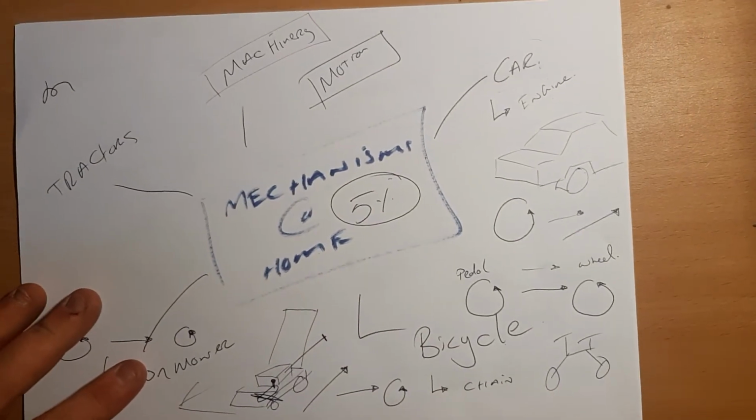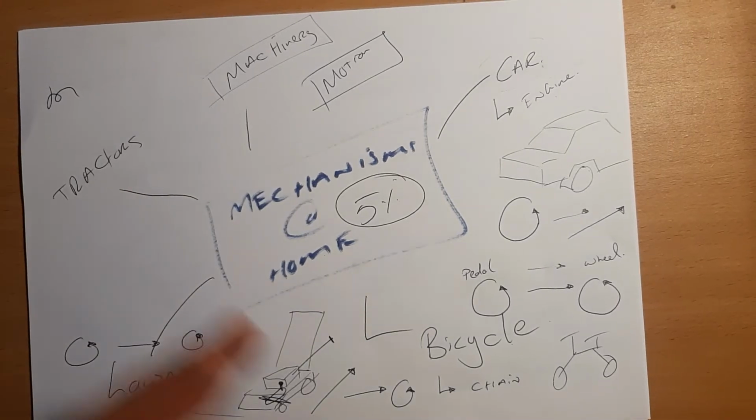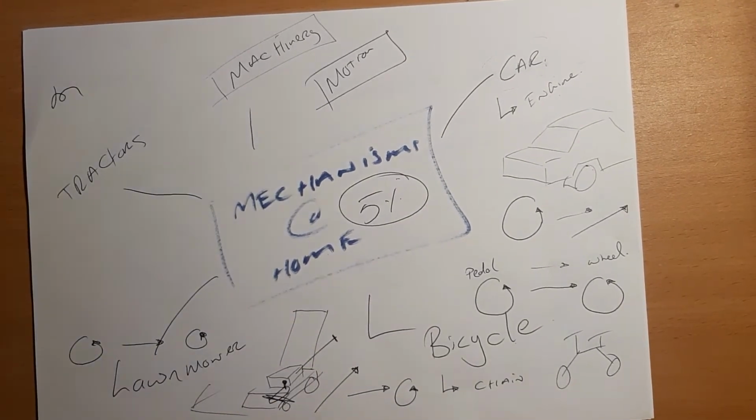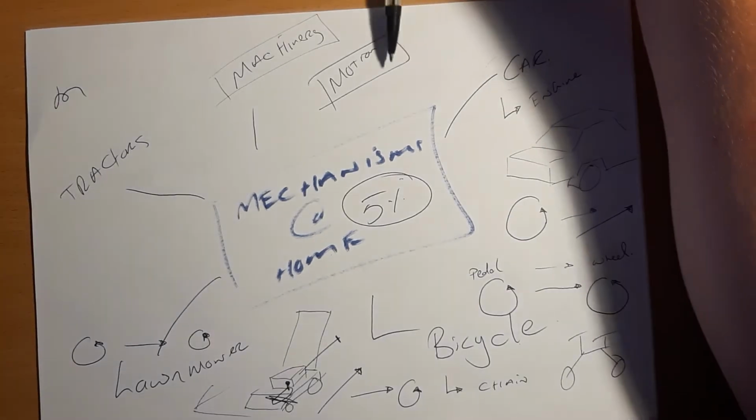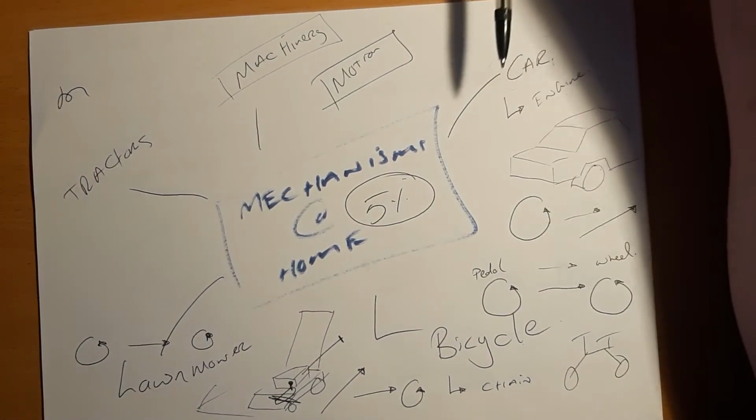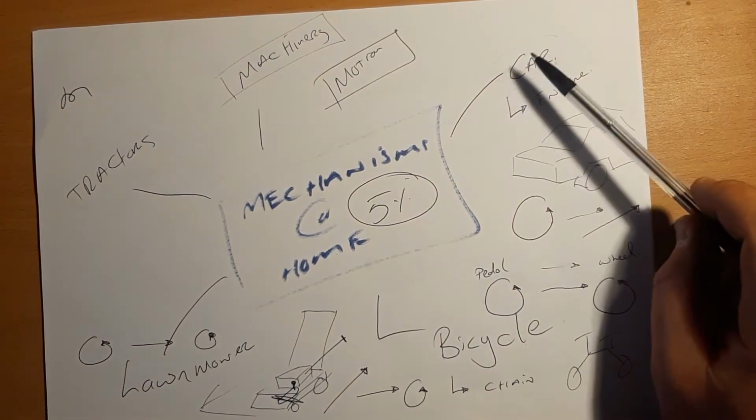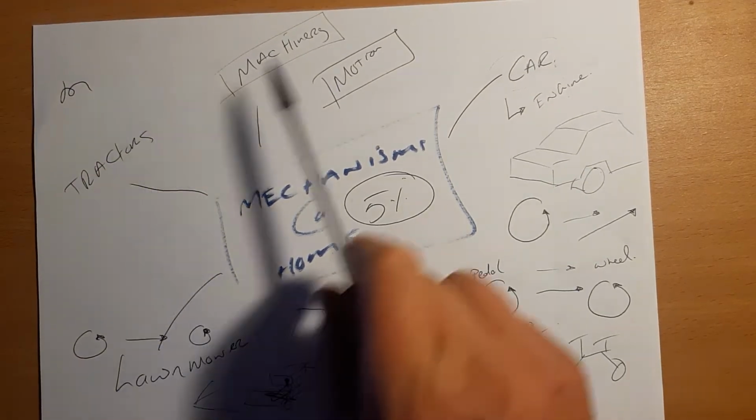So my mind map. Some of this mind map is good, some of it's bad, and I'll go through what's good and what's bad. Over here, this side to the right, is quite good. Reason being, I've said car, I've said bicycle. These are quite broad terms.